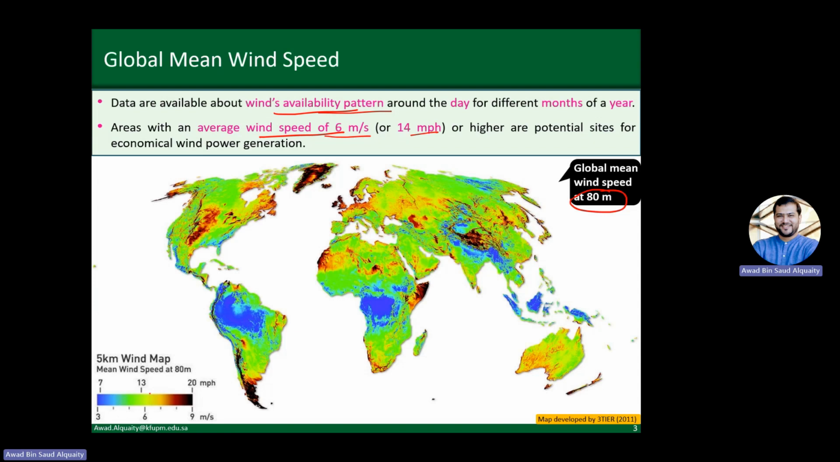Here, yellow or darker colors are good. Green and blue are not good. So essentially, these green and blue areas are not good. Everything else works for us. And as you see on the global map, it's relatively well distributed among all countries. A lot of countries have good wind energy resources.